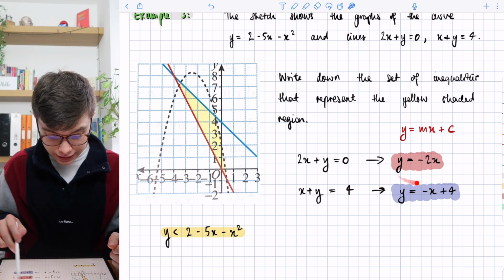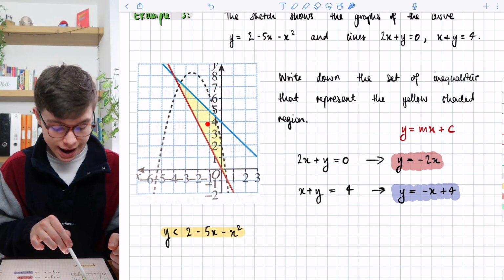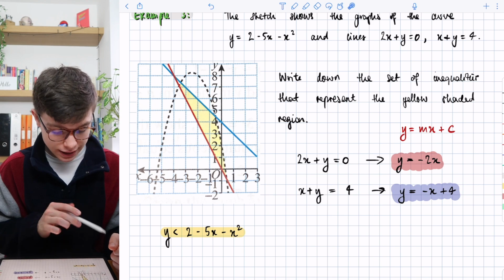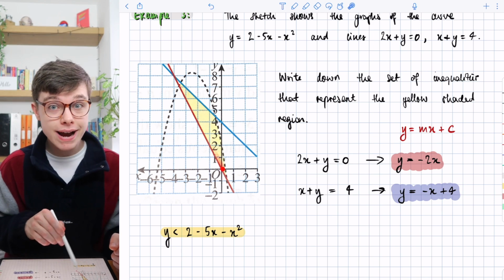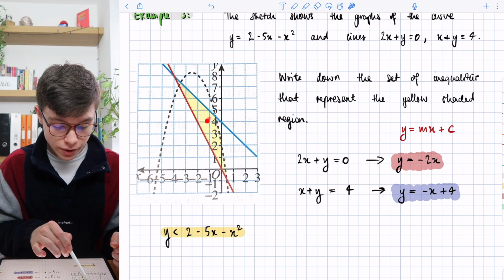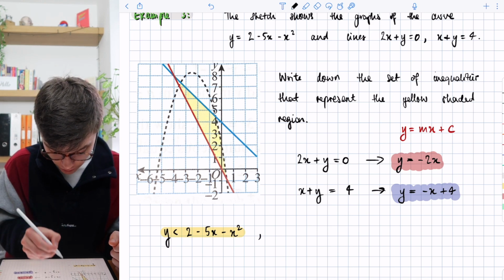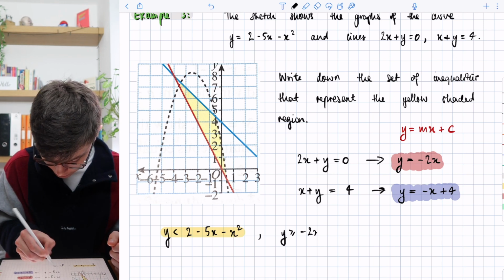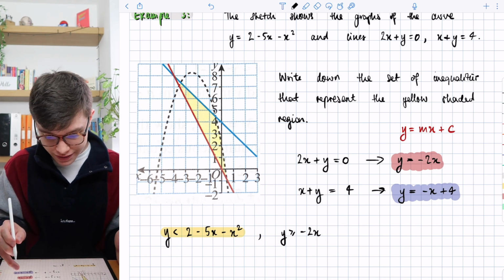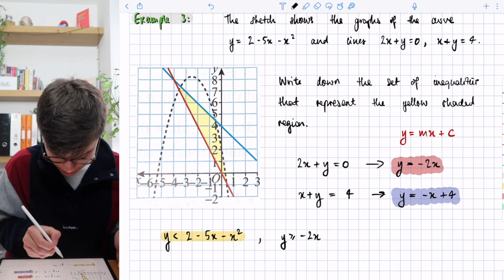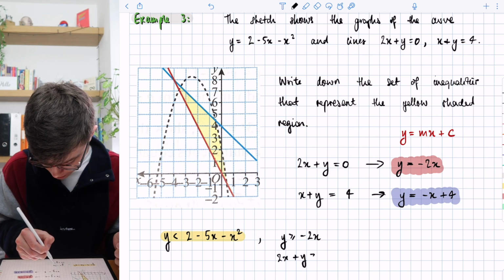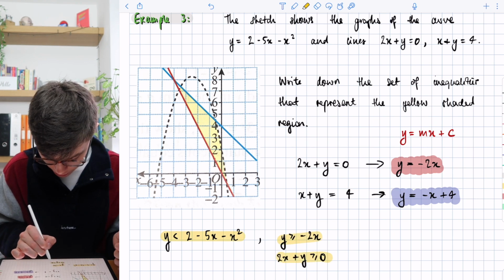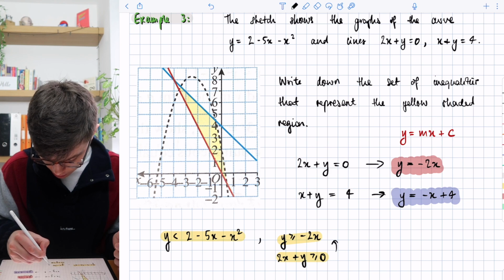If we think about the red line, the yellow region is above the red line. Any point in the region is above the red line. And it's a solid line, so we're going to be greater than or equal to. Greater because we are above the red line. So that's our next inequality: y is greater than or equal to minus 2x. And we could also write that how we had it here, which means 2x plus y is greater than or equal to 0. Either of those means the same thing, so either inequality is correct.